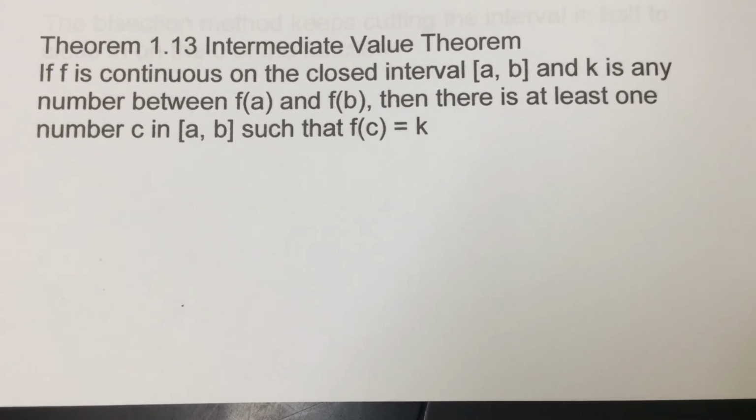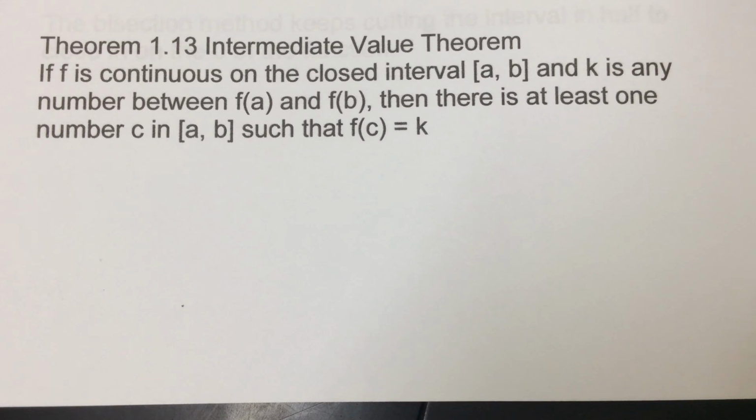Intermediate Value Theorem, which is Theorem 1.13. If f is continuous on a closed interval from a to b, and k is any number between f of a and f of b, there is at least one number c from a to b such that f of c equals k. So what it's saying is that if we know we're continuous all the way through from a over to b, and we have a number between those two endpoints, somewhere along the line there has to be at least one spot where we're going to equal that.